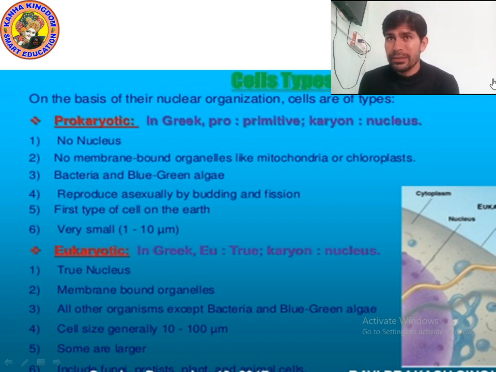In prokaryotic there is no membrane bound organelles like mitochondria, chloroplast. In prokaryotic there is no membrane bound organelle, but in eukaryotic there are membrane bound organelles. And prokaryotic are very small, their size is 1 to 10 micrometer, but eukaryotic are large, their size is 10 to 100 micrometer.